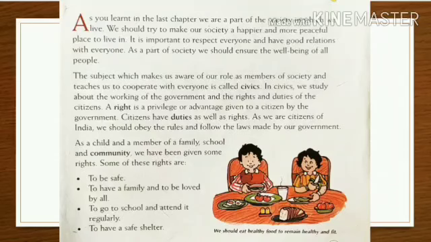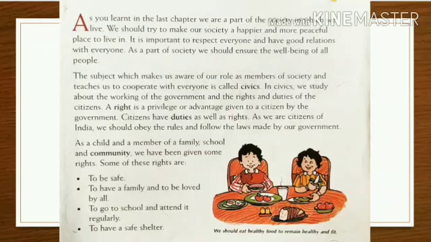So now let's see what are our rights. As a child and a member of a family, school and community, we have been given some rights. Some of these rights are to be safe. So see children, as a child, you all are a member of a family, isn't it?